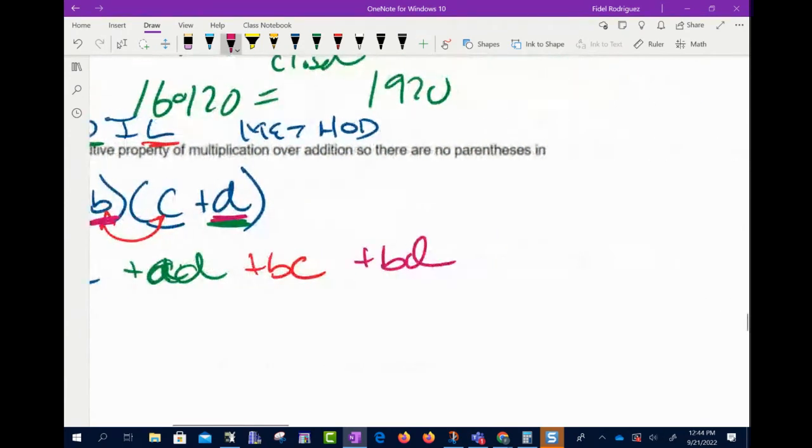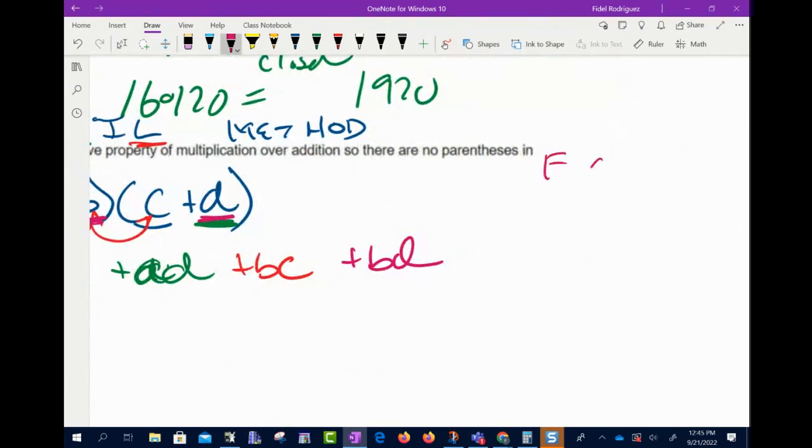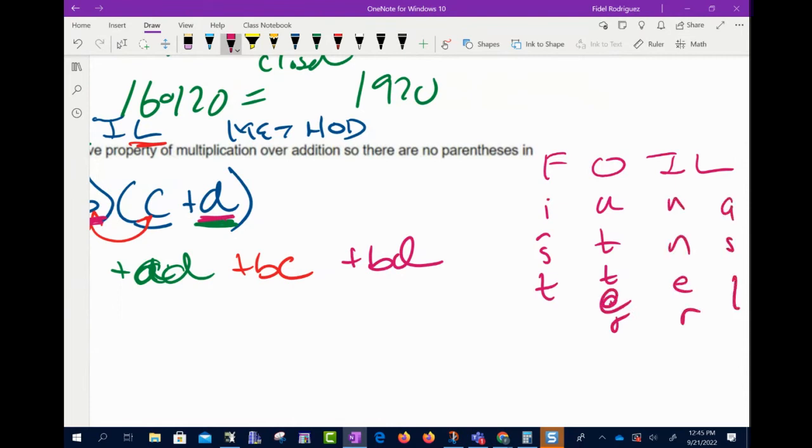So again, just so that you know, and I'm going to write it over here on the side, what the FOIL method stands for: the first, the outer, it's supposed to be an E, the inner, and then the last, okay? And that's something we call the FOIL method. Again, they show that to students probably in like 7th and 8th grade.